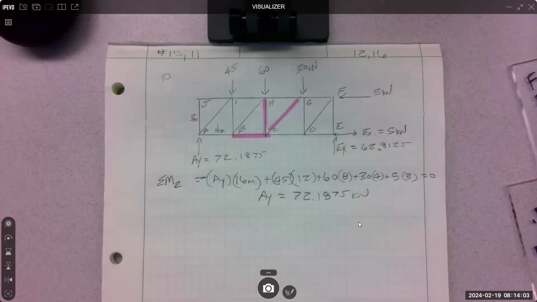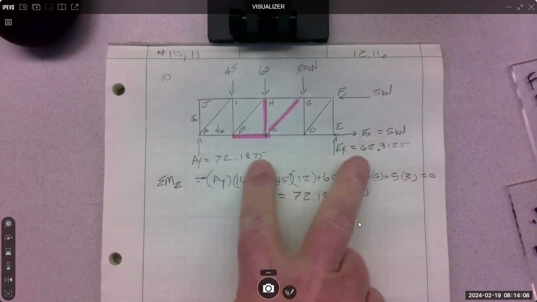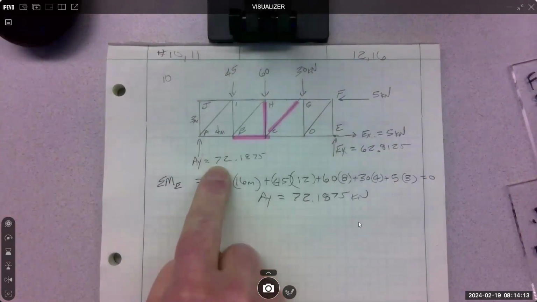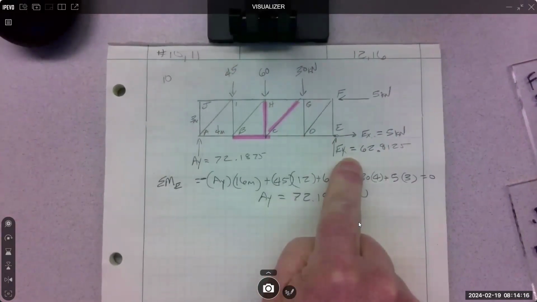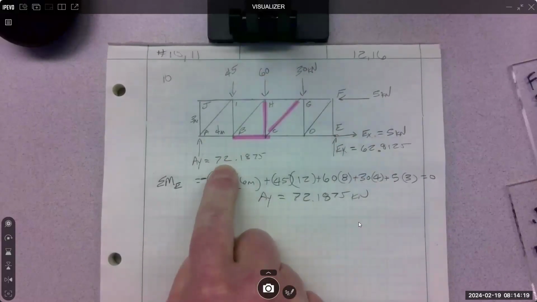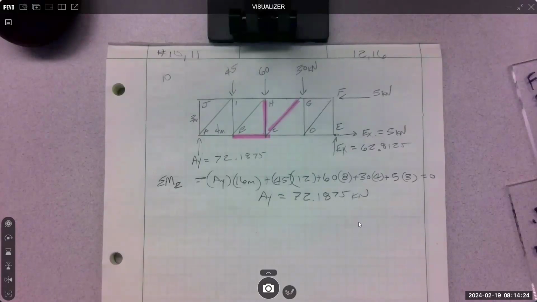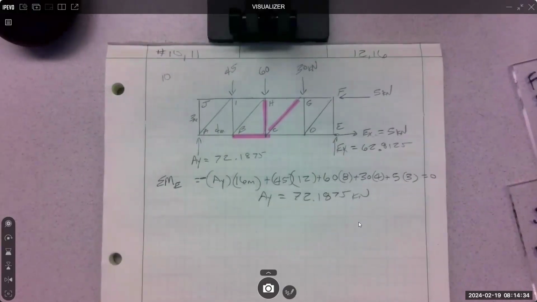What did you do for forces in the Y? All this comes down, 135 down, and we just found that, so this has to balance it. So I took the 135 minus the 72 to get the 62. I just didn't write it. So we're getting really good at this stuff. Right, so then time to cut, section time.